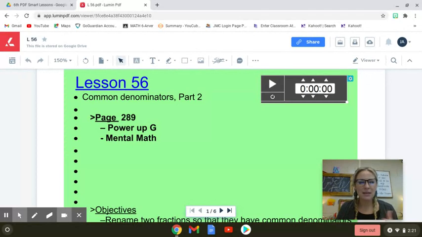So basically, instead of renaming one of the fractions in a given equation, we're going to talk about what to do when we need to rename both of them. If you can do one, you can do both. We just have to get a good understanding of what common factors are and go from there.